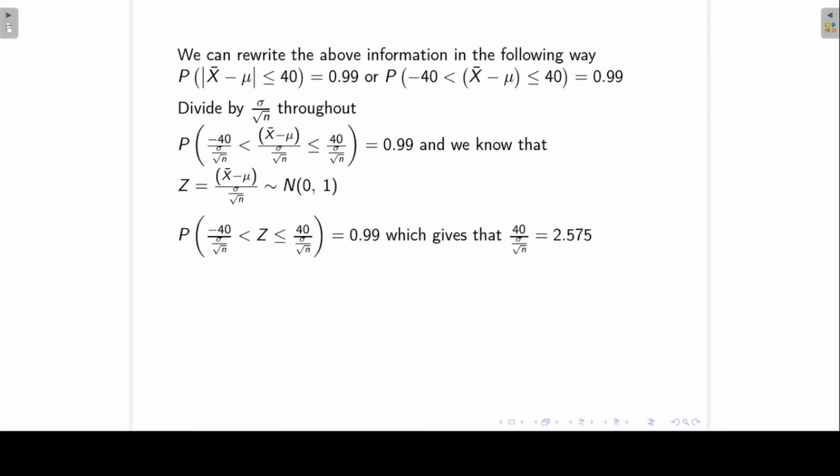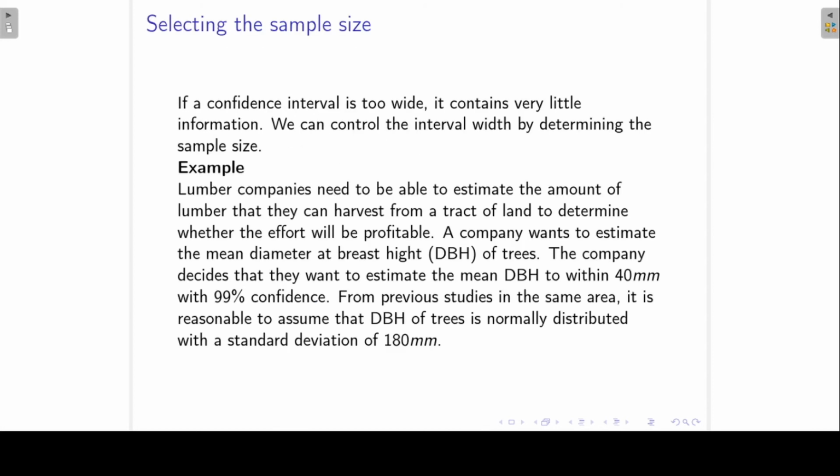And because of that, we can now say that this 40 over sigma divided by square root n is equal to 2.575. And from that, we can solve for n. And then the last thing that we need is to find a value for sigma. Now, from our example, we can substitute that sigma with 180 millimeters, and we get it from this information in our example.